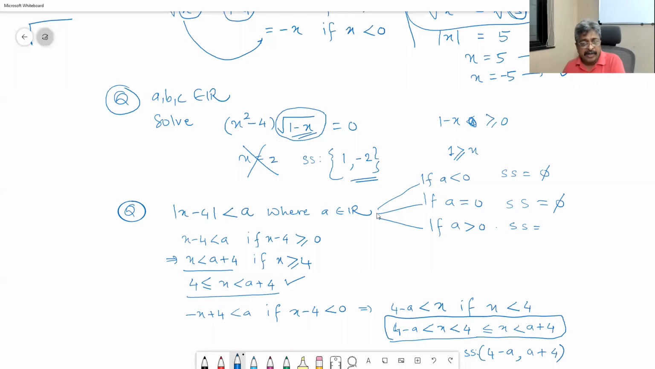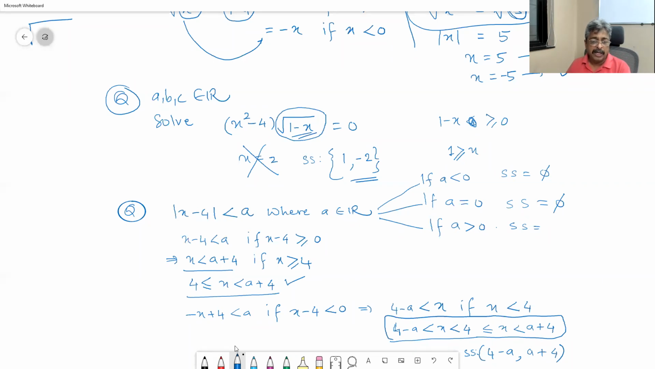Now, as a is given to be a real number, you have to consider three cases: a negative, a equal to 0, a greater than 0. For the first two cases, if a is negative, you cannot produce LHS negative, solution set empty. If a is equal to 0, you can produce 0, but it should be strictly less than 0, hence solution set empty. And in the third case, if a is greater than 0, we will have some solutions.